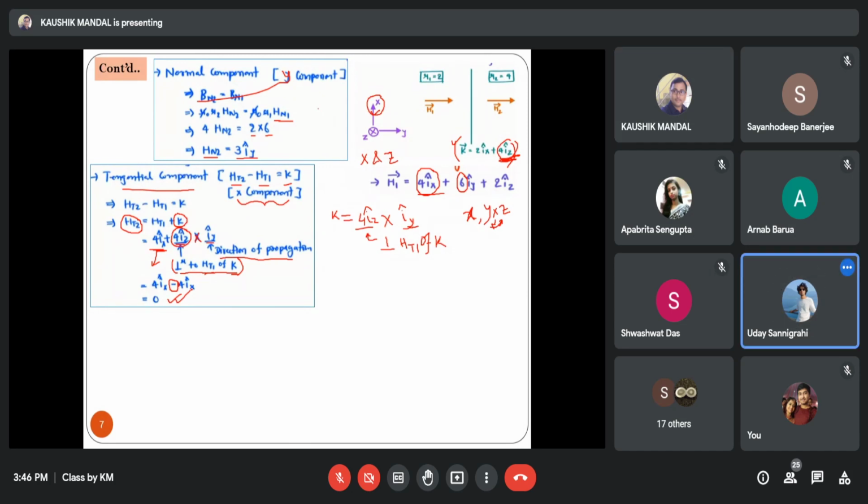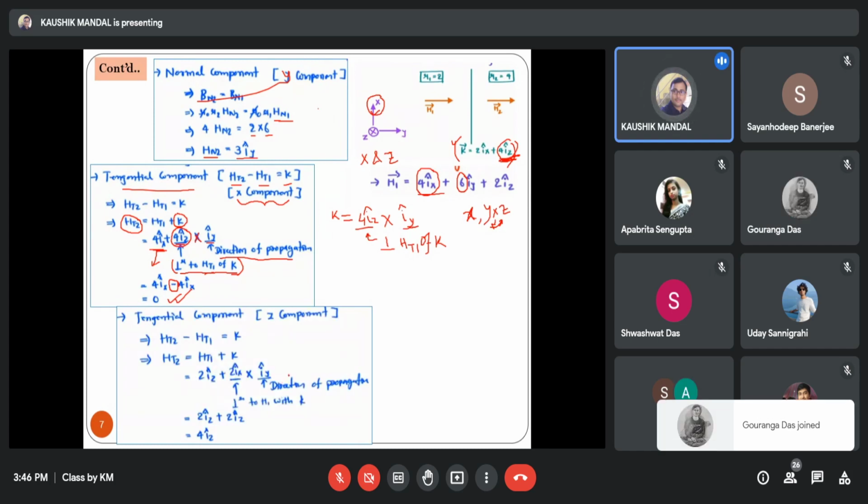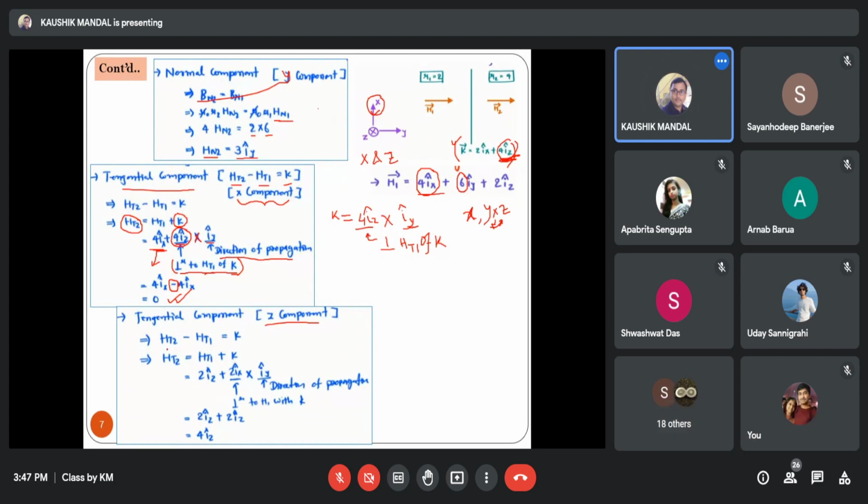So no doubts, sir. Then in the next step, till now we have found the normal component, that is along y, basically the y component. Out of the two tangential components, we have determined the x component. Next, the remaining part is the z component. So the tangential component for z: in the same process, ht2 minus ht1 equals k. That means ht2 equals ht1 plus k.